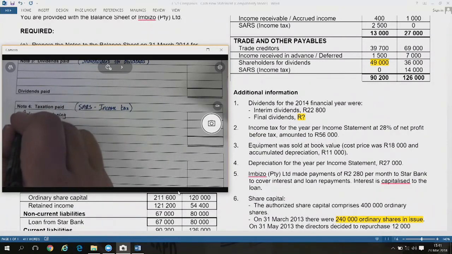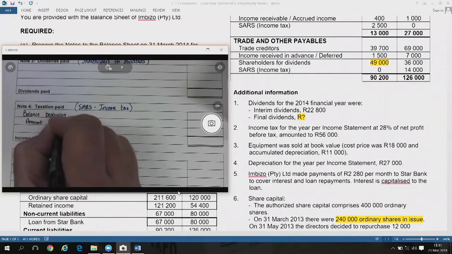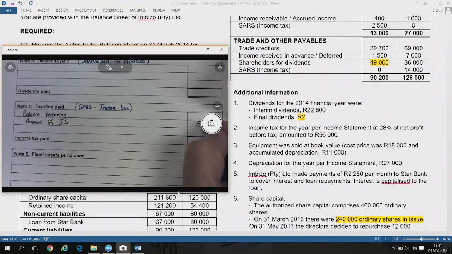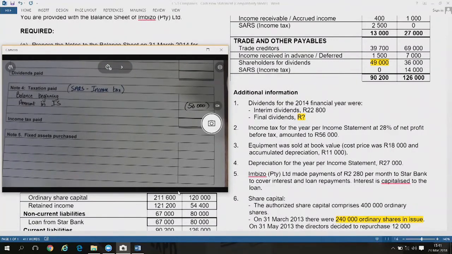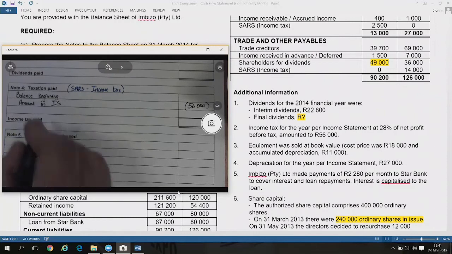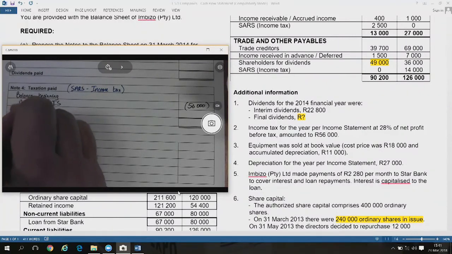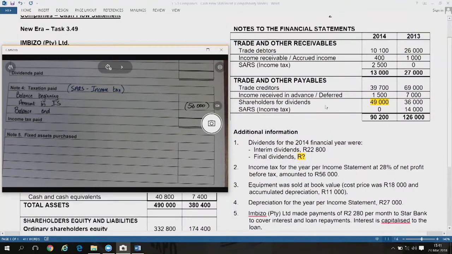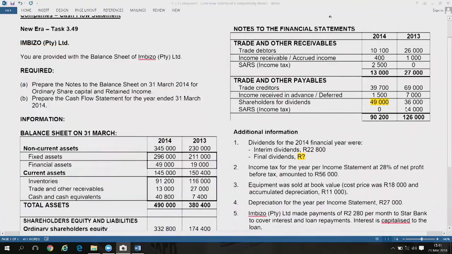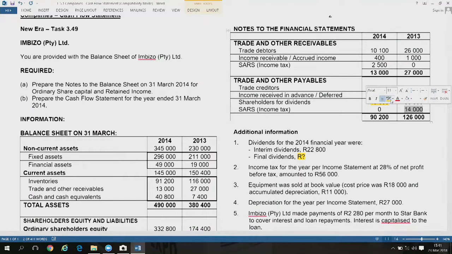Then you say amount in the income statement. That was the 56,000 that we just saw there. That's always in brackets. And then we say balance at the end of the year. Remember I said we must go to SARS income tax. So for SARS income tax, we must go up there, and you will see that SARS was a creditor at the beginning of the year and SARS is a debtor at the end of the year.